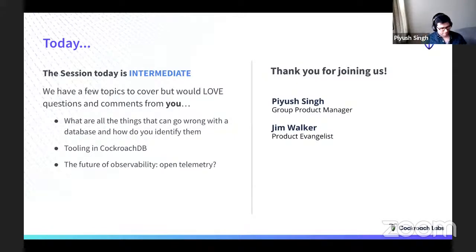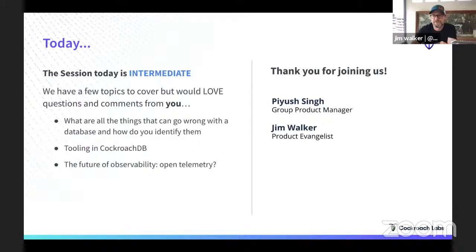Cool. Everybody, I'm joined by Piyush Singh, who's our group product manager for all things observability. Piyush, you've had a growing set of responsibilities over the past couple months, including a new human. So congratulations on that, buddy. But I think a couple of product areas too, right? What all do you manage here at Cockroach Labs?